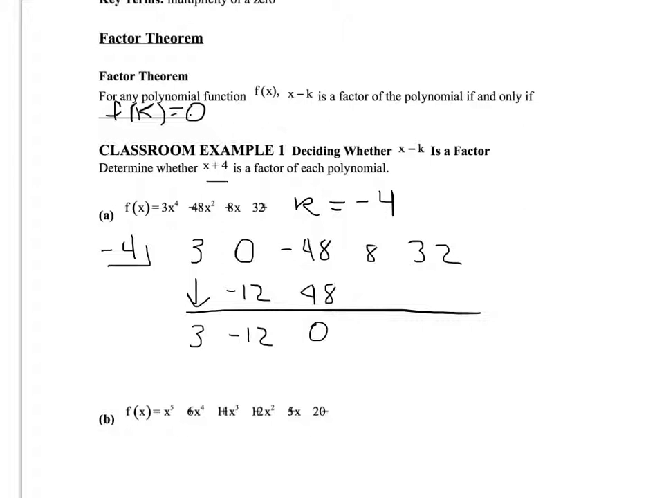So now I will have to multiply 0 times negative 4, which is 0, add that to my next coefficient, which is 8, and that gives me 8. And in my final spot, 8 times negative 4 is negative 32, and we did end up with a 0 in the remainder spot, therefore it is a factor, simply because our remainder is 0.